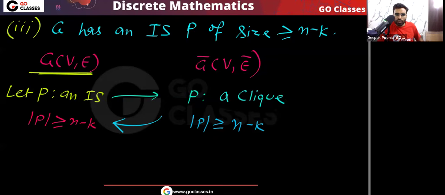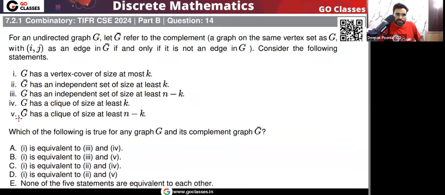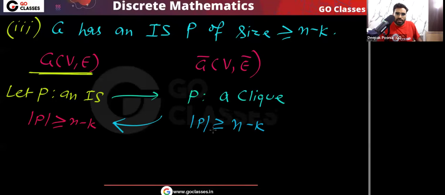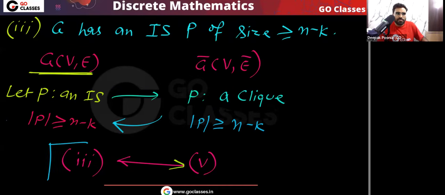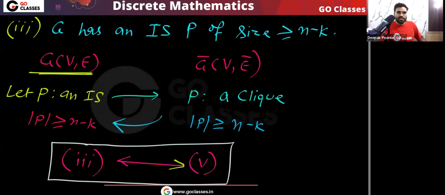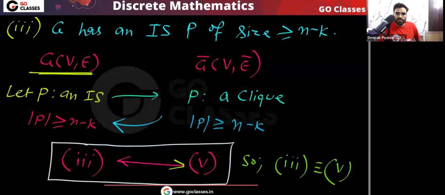Now read the fifth statement. It is saying G complement has a clique of size at least n minus k. The fifth statement implies the third statement, and the third statement implies the fifth statement. Is this clear? So I can say that the third statement is equivalent to the fifth statement. Very simple.